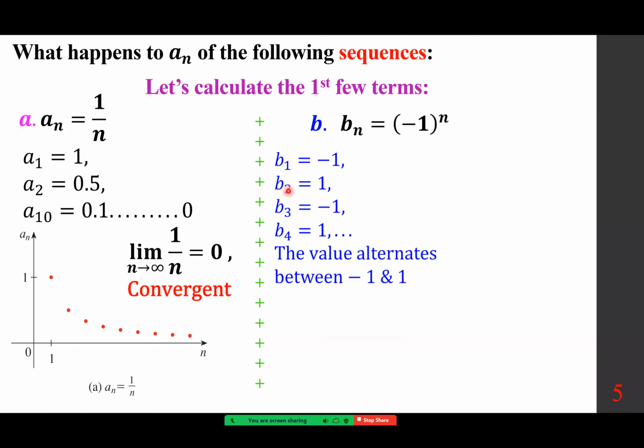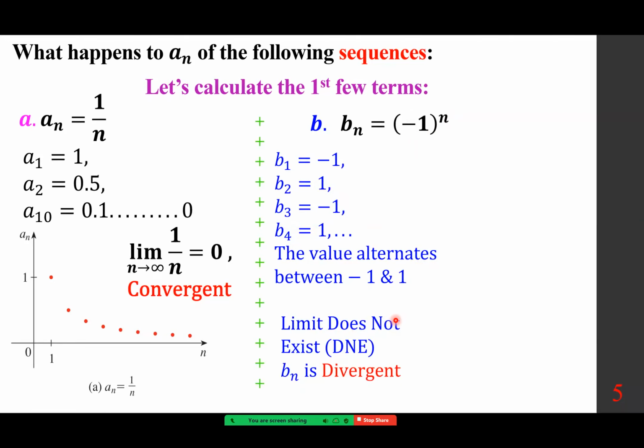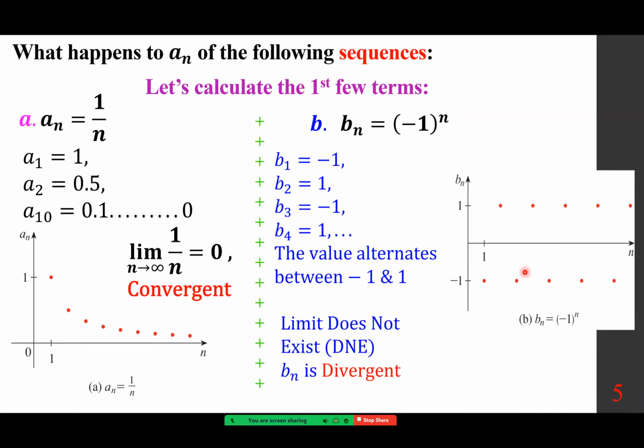1 gives us negative 1, 2 gives us positive 1, 3, negative 1 cubed gives us negative again, and 4 gives us positive again. So it alternates between negative 1 and 1, and therefore the limit does not exist. B sub n is divergent. So it goes up and down. It alternates. They also say it oscillates. So it is a divergent sequence.